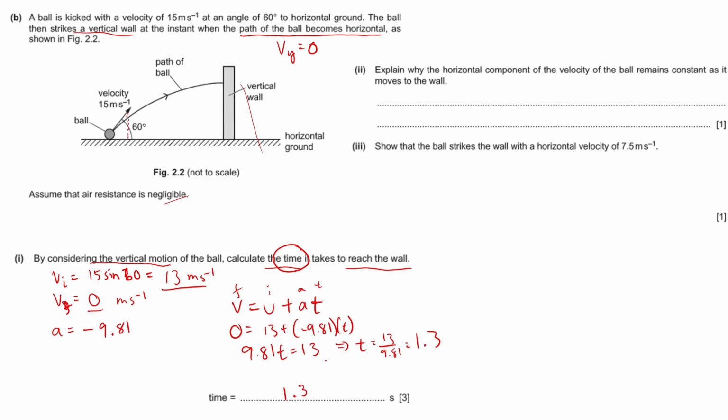Explain why the horizontal component of the velocity of the ball remains constant as it moves to the wall. Well, the horizontal component is going to remain constant because the air resistance is negligible. Thus, that means that no resultant force is acting on the ball. This means that acceleration is 0, and thus our velocity is constant.